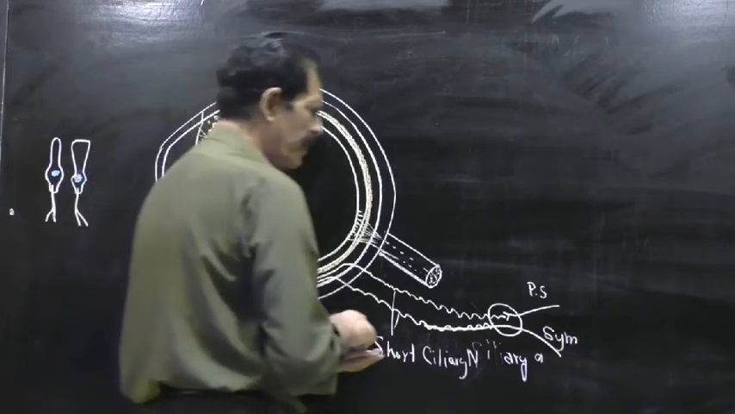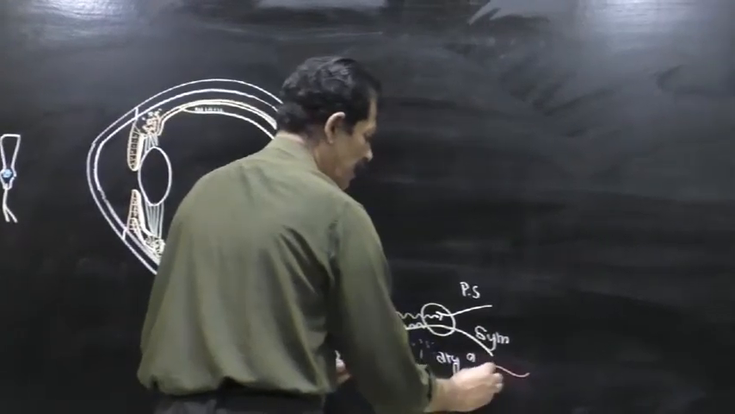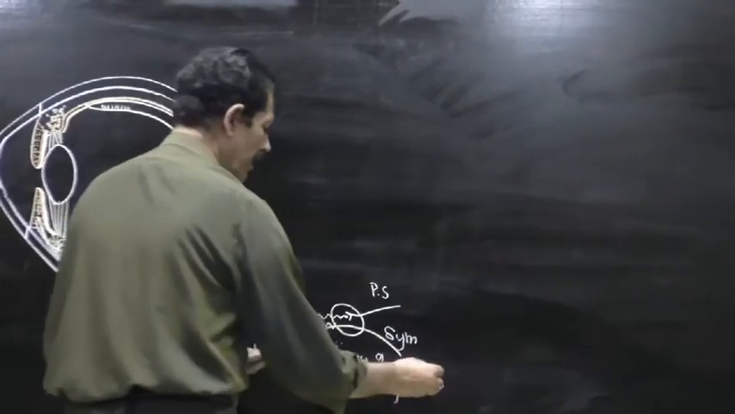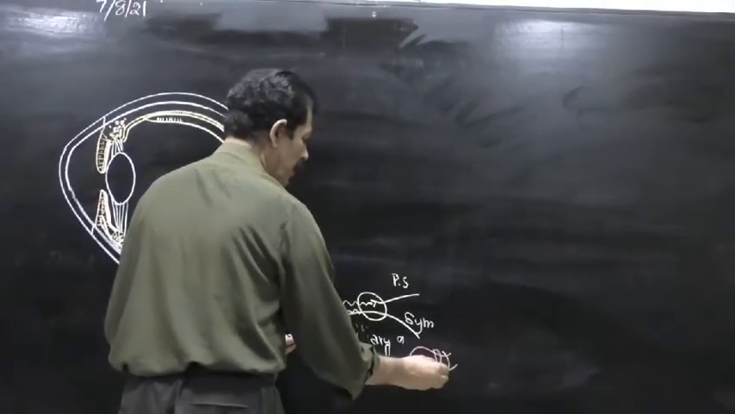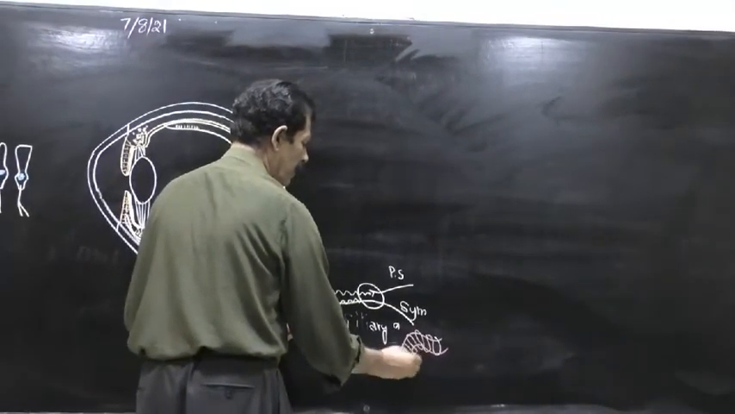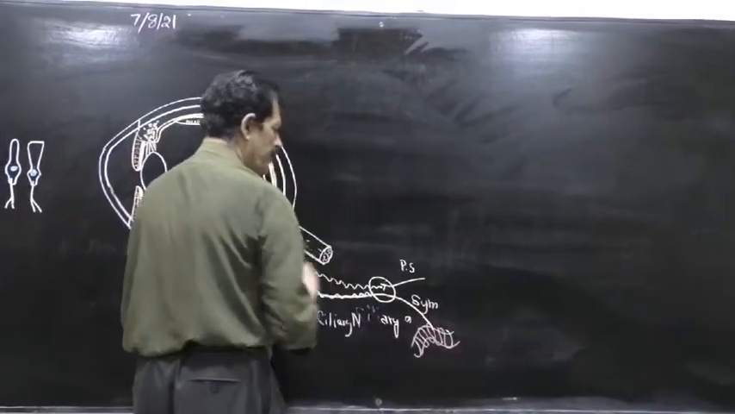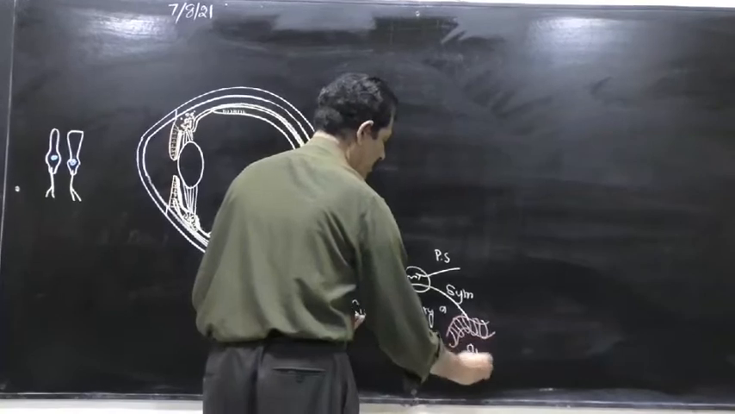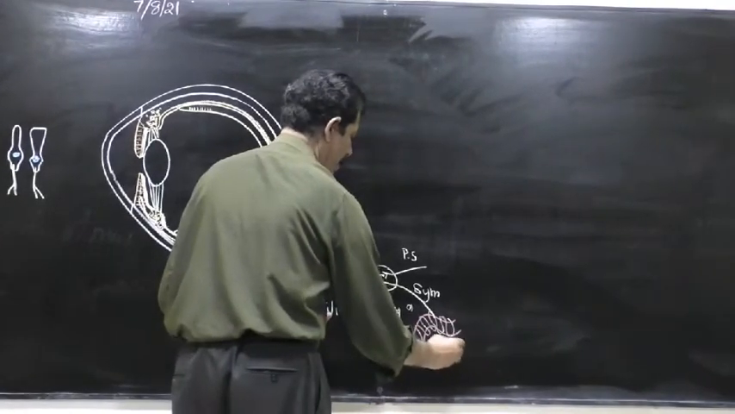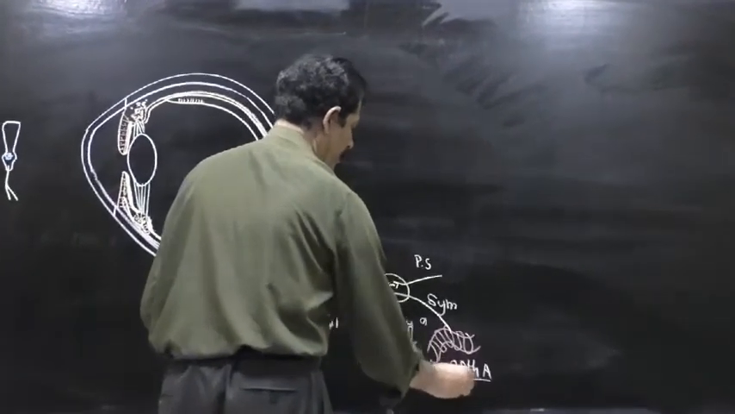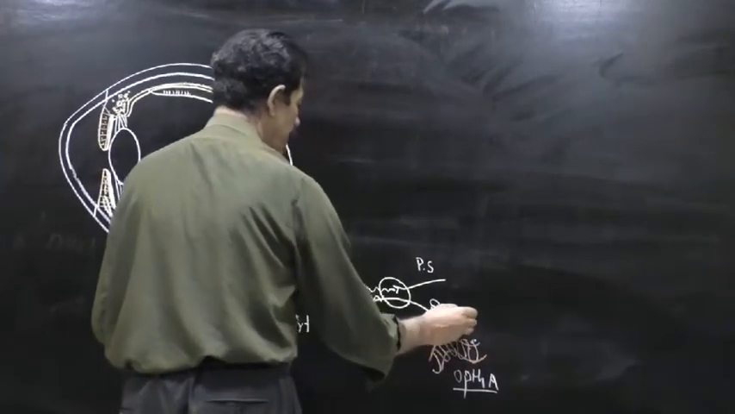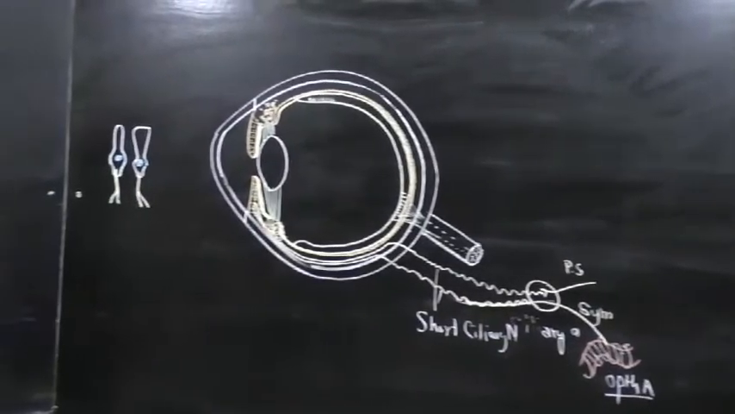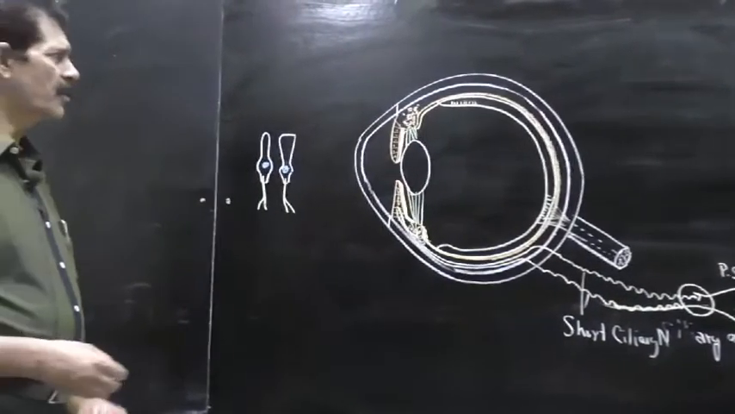The sympathetic fibers come through the sympathetic plexus around the ophthalmic artery. So they carry the sympathetic fibers. The ophthalmic artery supplies all the structures in the eyeball. So this is the sympathetic plexus which gives the sympathetic supply to the smooth muscles. So this is how the sympathetic and parasympathetic nerves reach.